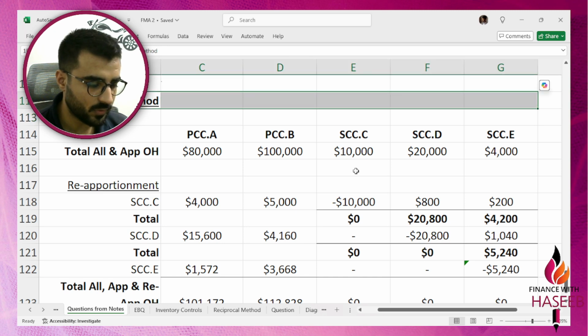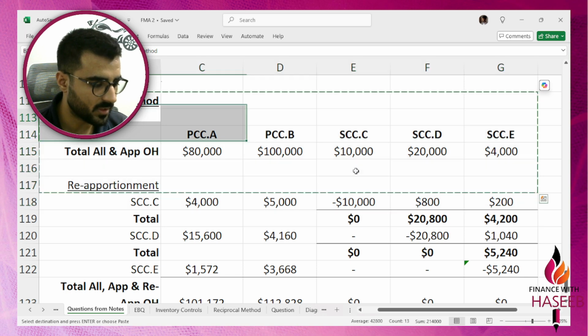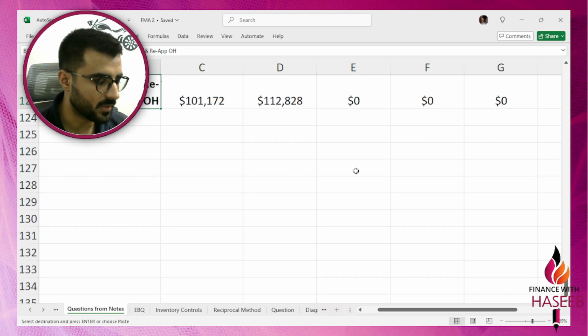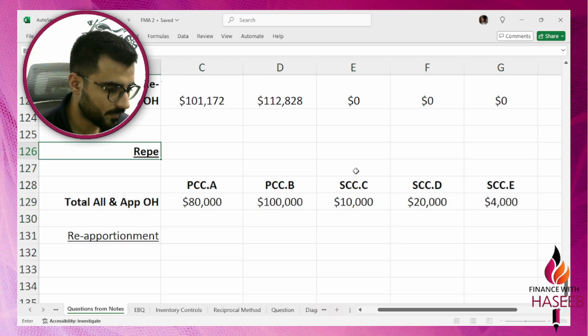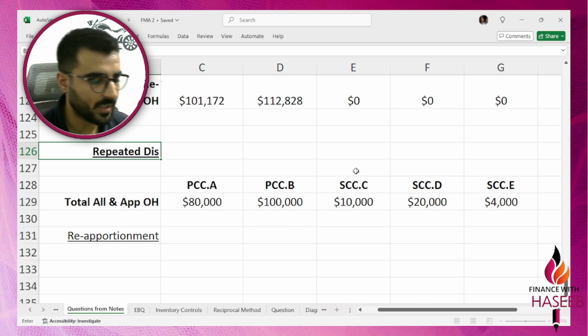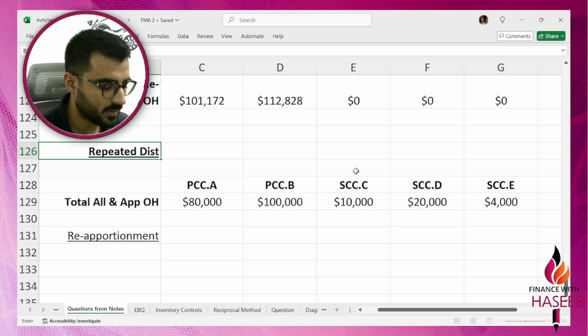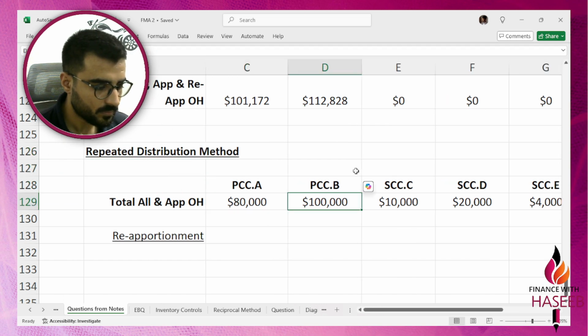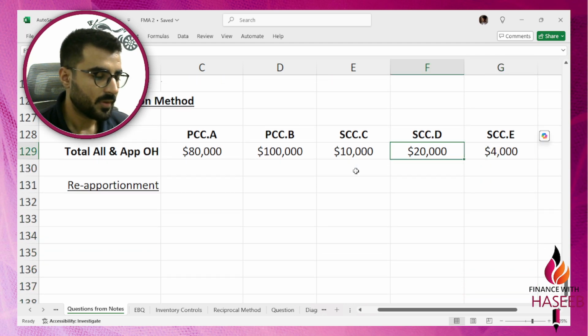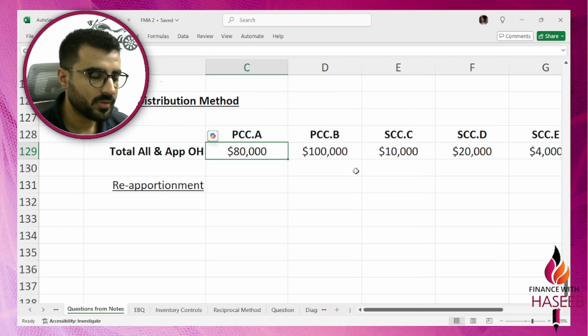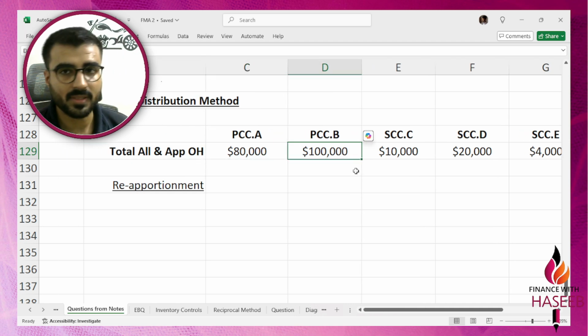Now let's move towards the final method of reapportionment, which is the repeated distribution method. It is like the step down method but a bit different, a bit more lengthy, I would say. So the repeated distribution method is used when there is reciprocity.